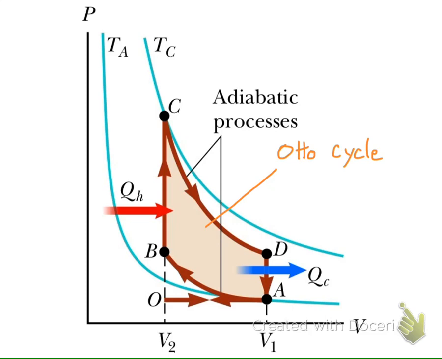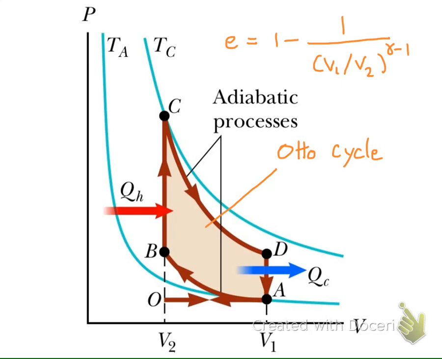we can briefly express here is that for the engine that follows the Otto cycle, the efficiency E of the Otto cycle is equal to 1 over V1 over V2 to the power of gamma minus 1. This is the efficiency of one cycle of the Otto cycle.